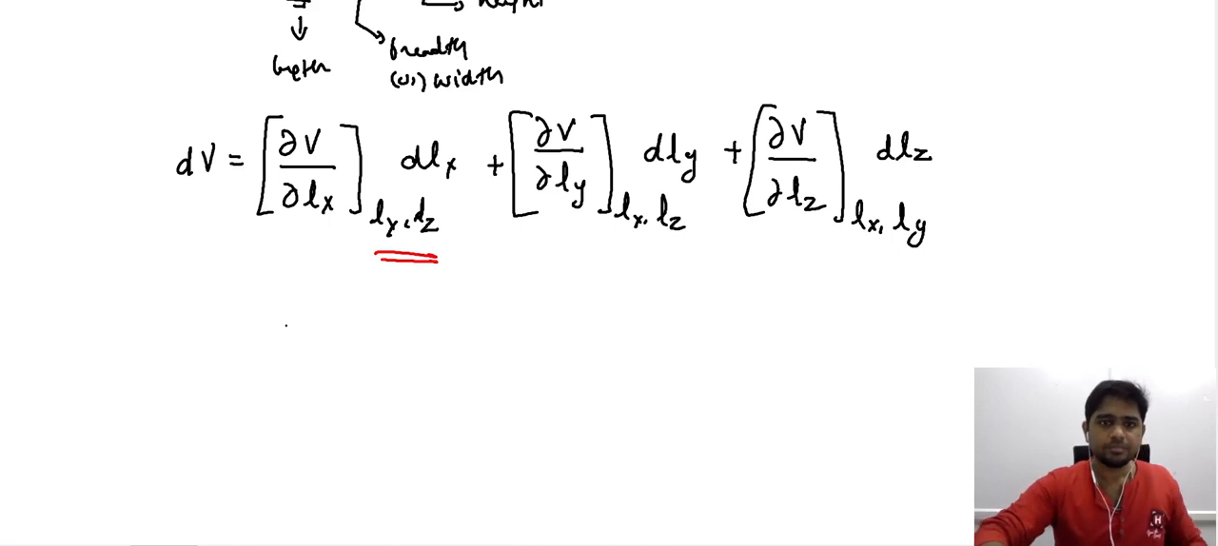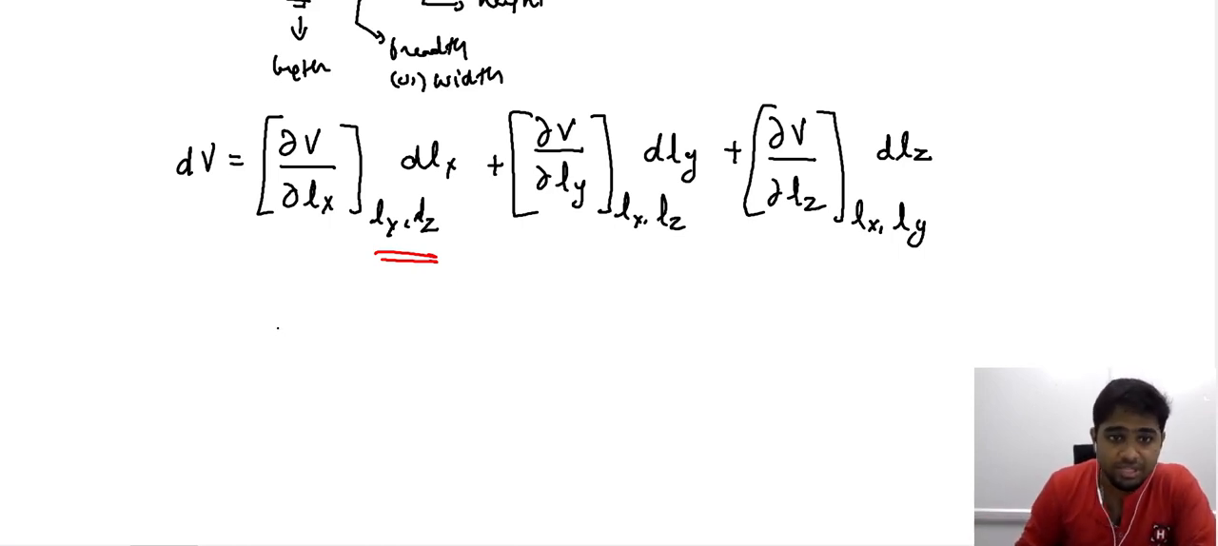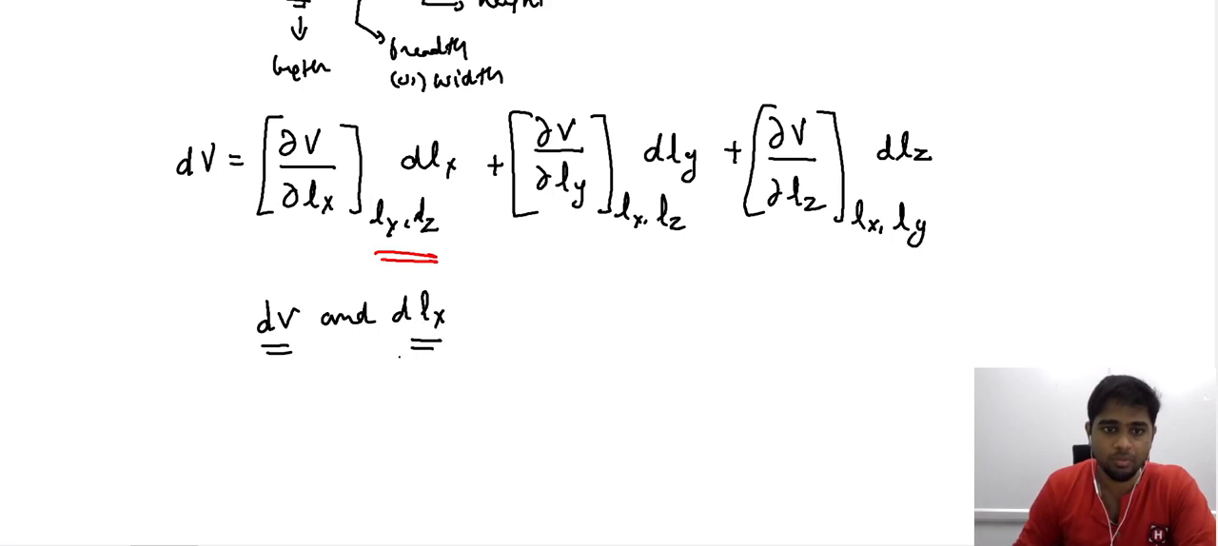Now, when you consider the change in the volume, this term alone, that is dV and dLx. When you consider the combination of these two alone, what we have is volume and the dimension along one of the directions. We are considering the change in the volume with respect to the dimension along one of the principal directions or primary directions.